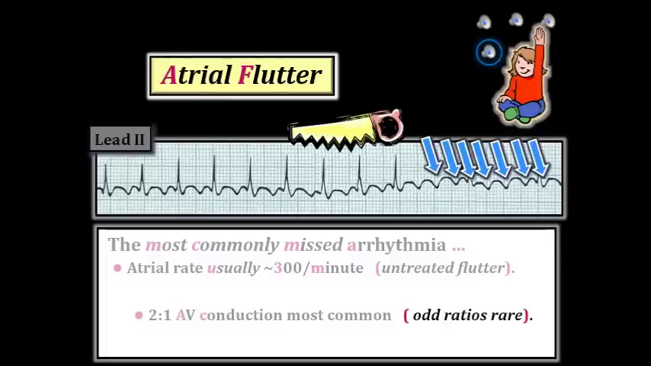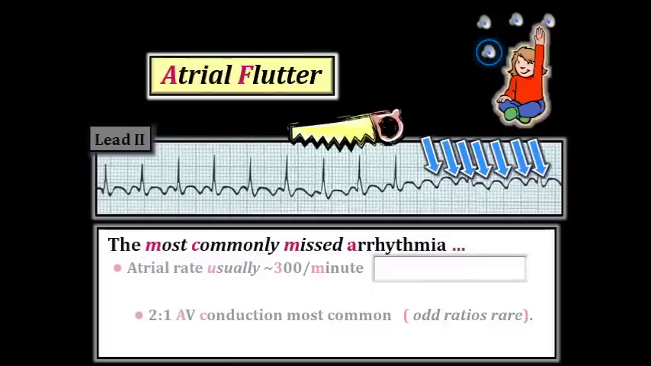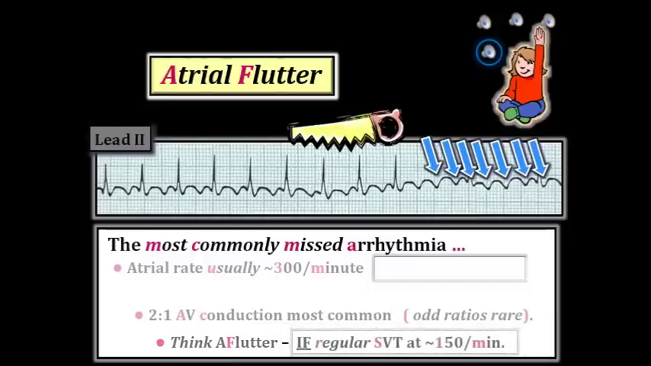So, given that AFlutter is the most commonly missed arrhythmia diagnosis, the best way we know not to overlook this diagnosis is to think of it whenever you are confronted with a regular supraventricular tachycardia at a rate close to 150 per minute, but without normal sinus P waves.